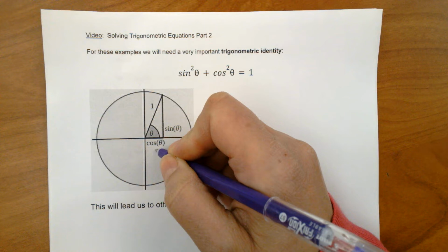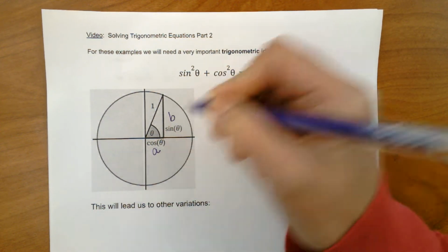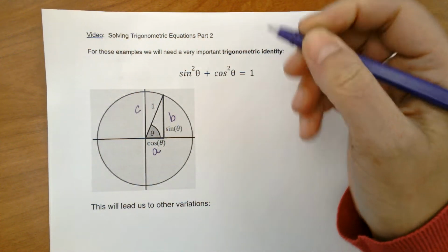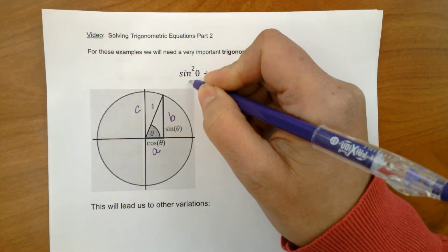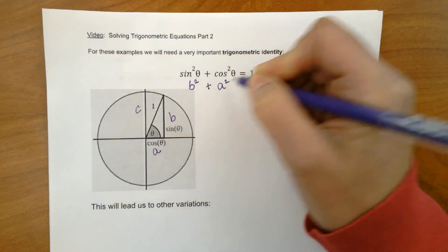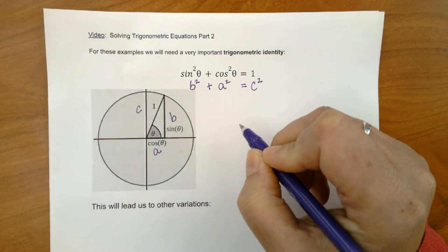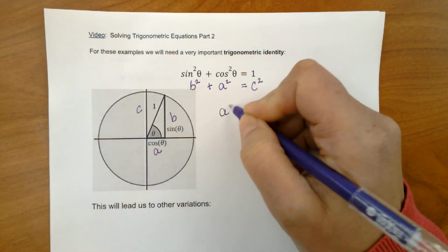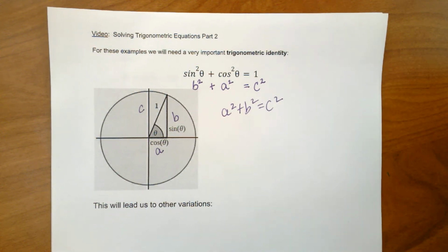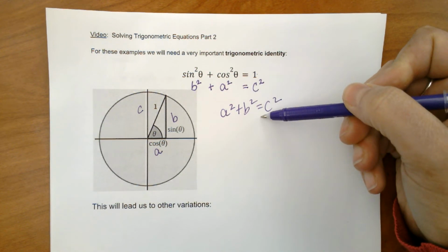So let's make cosine, that side, let's label it side A. Let's label sine side B. Let's label the radius of 1 side C. And what we're going to see here is sine squared is really B squared, plus cosine squared is really A squared, equals 1, which is really C squared. And if you just do a little bit of rearranging by swapping the A and the B, we get A squared plus B squared equals C squared. And we're back at the Pythagorean theorem. So that's how this formula was derived, using the Pythagorean theorem.